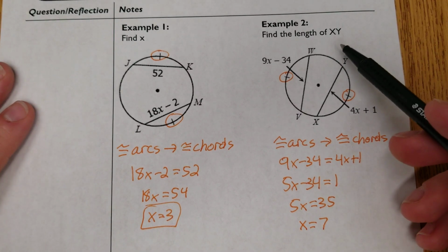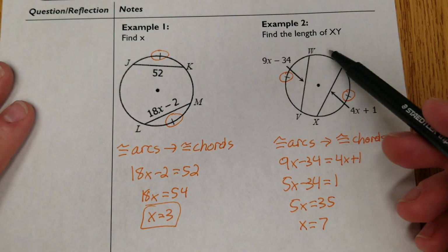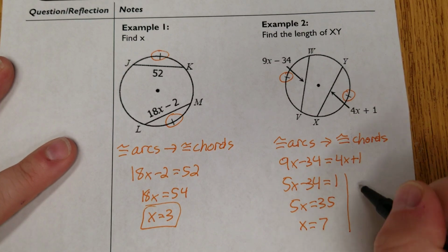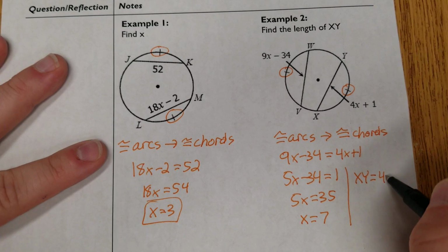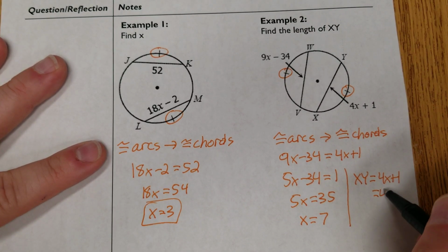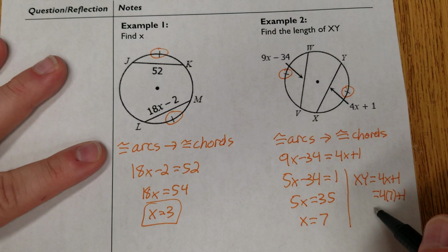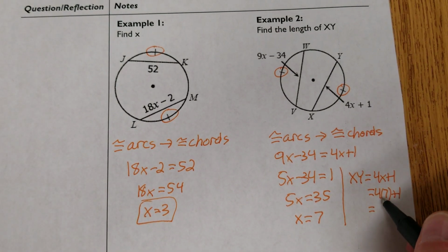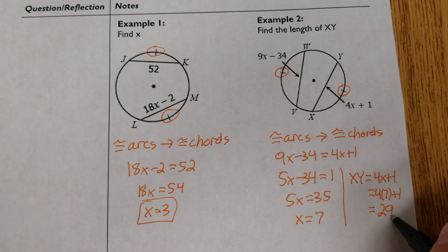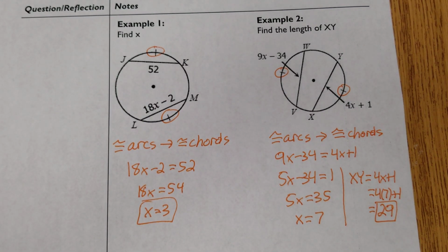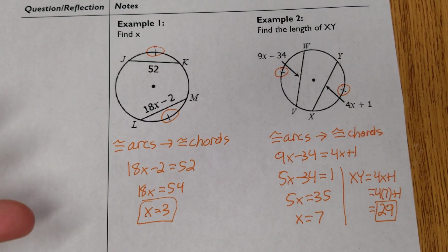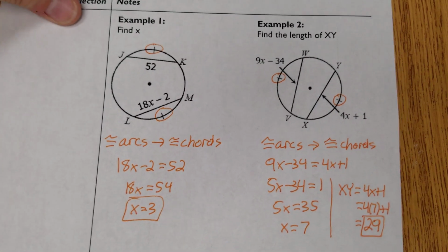The question, however, does ask us to find the length of XY. So off to the side here, XY is 4x plus 1, and we will plug in the 7 that we just found. So 4 times 7 plus 1, that becomes 28 plus an extra 1 to be a length of 29 for XY. Every chord arc problem is pretty similar. Find whichever congruency you've been given and apply it to mean that all of them have to be true.